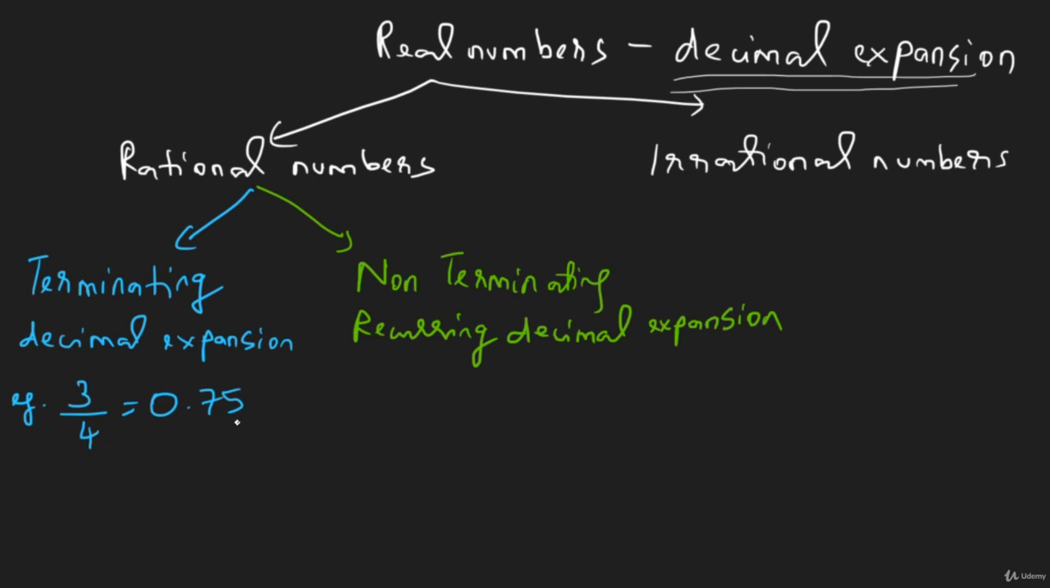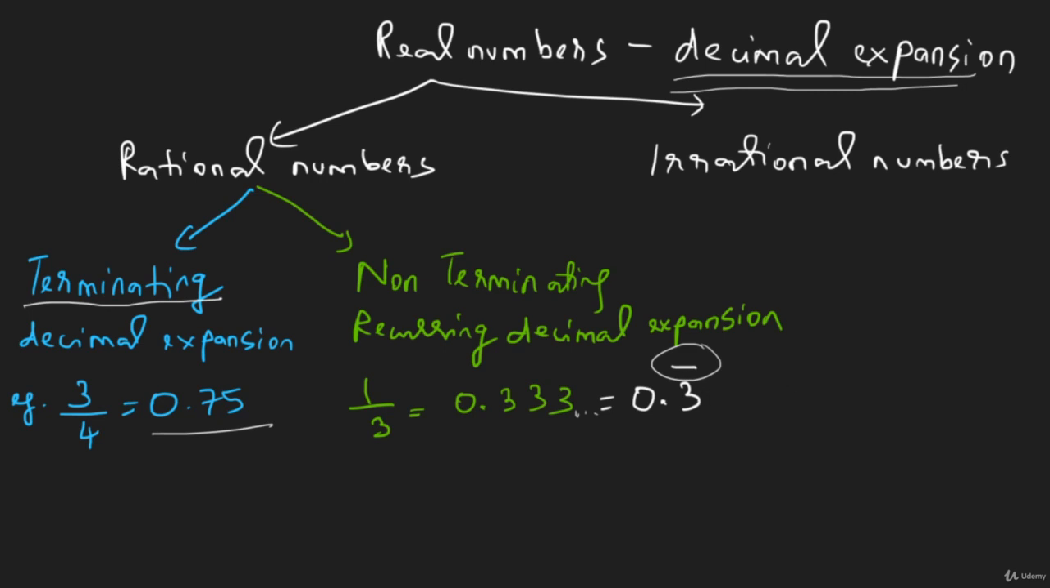So this is the decimal expansion of 3 by 4, and you can see that this is terminating because it stops at this place. So it's exactly 0.75 and it stops, right? So it's a terminating decimal expansion. Now, if you take the fraction 1 by 3, you will see that it's 0.333 and it keeps going on like this. It never ends. And we can write this type of a decimal expansion as 0.3 with a bar above the repeating part.